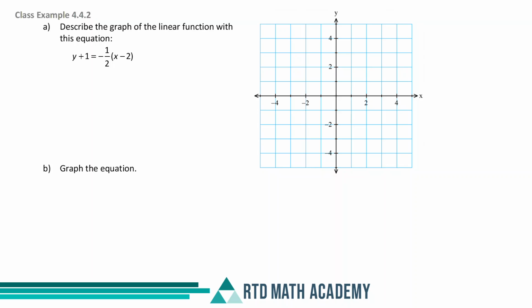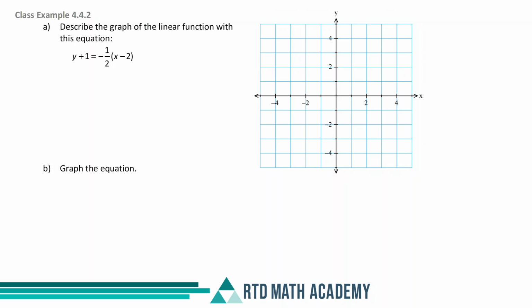Right, in this question, we're asked to describe the graph of the linear function with this equation. First thing to notice is the form that it's in. We're in point slope form. So make sure you know where that is on your formula sheet, because you're going to be matching these up with those equations on your formula sheet.